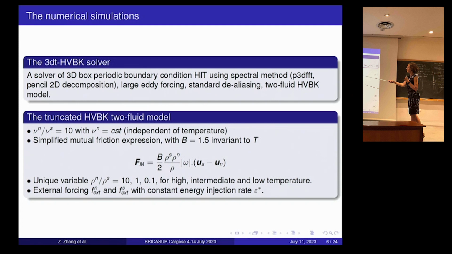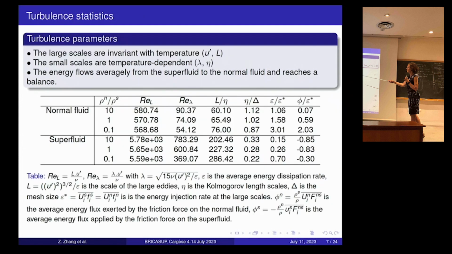As I have mentioned, the ratios of the densities, normal to superfluid, will be considered 10, 1, 0.1, so a lot of normal fluid above T lambda, half, a little bit below T lambda, and a lower temperature with respect to T lambda is a lot of superfluid, a little bit of normal fluid. The external forcing will be considered for the two fluids at the same energy injection rate, so for the superfluid and the normal fluid we give the same epsilon star that has some value that can be found in the paper.